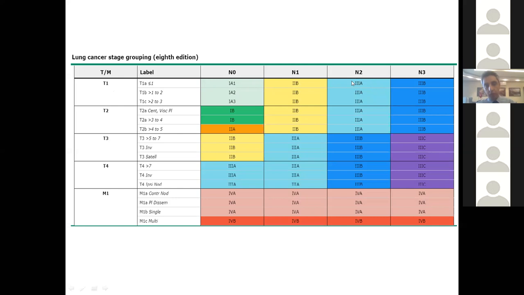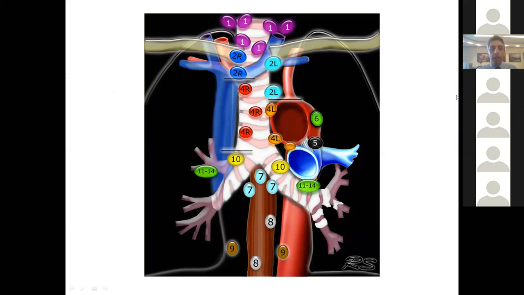So this is why it is very important to try to figure out if these lymph nodes are involved with malignancy, because they change your management completely. And if we look at the map of the lymph nodes, you can see that the lymph nodes go from 1 to 14, basically. Everything that is single digit is mediastinal. Everything that is double digit is hilar.